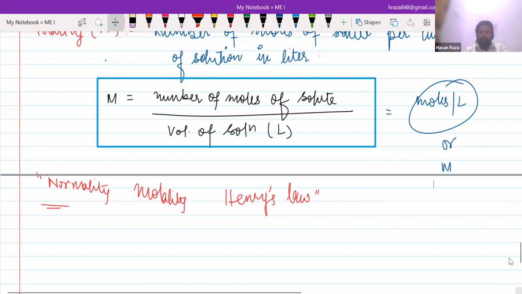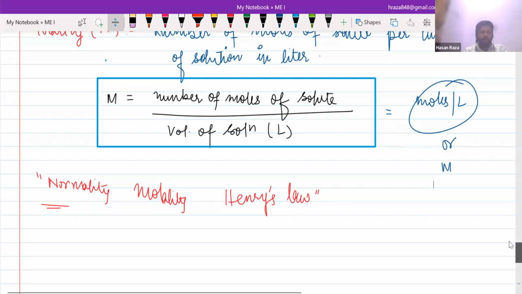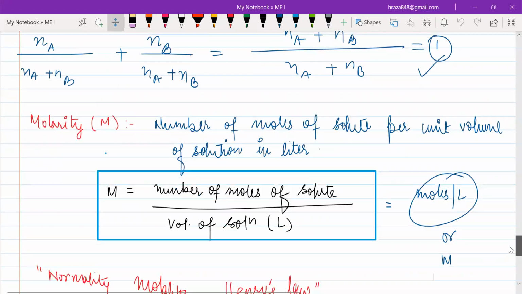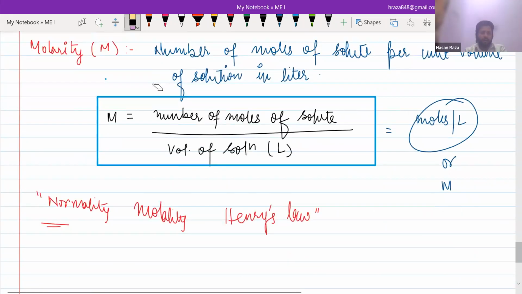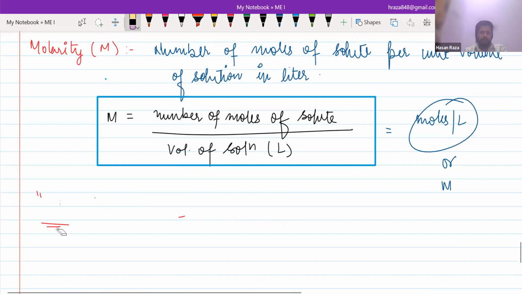So we completed the molarity, right? Yes, sir. Yeah, we just started the molarity in the last class. So I'm going to give you some questions on this and then we will move on.